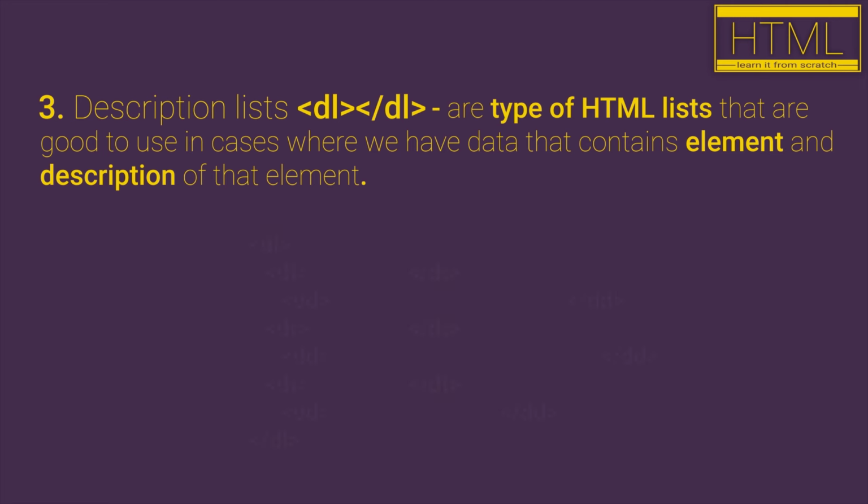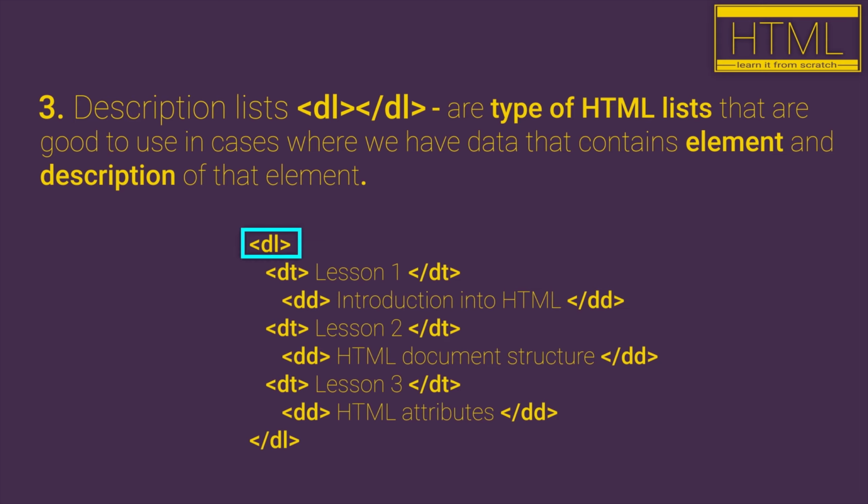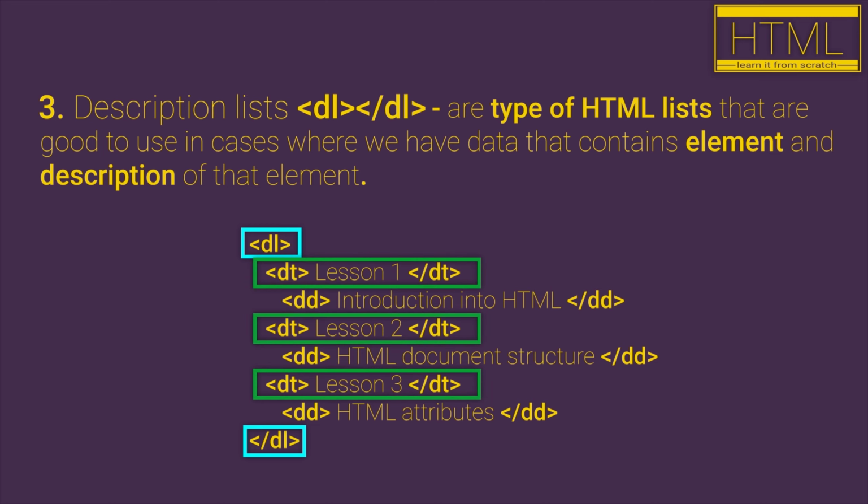For description lists, we start the list with the dl start tag and we end our list with the dl end tag. The title of a list element we represent through the dt HTML element, and the description of that title we represent through the dd HTML element.